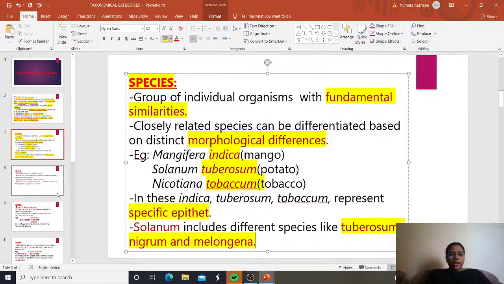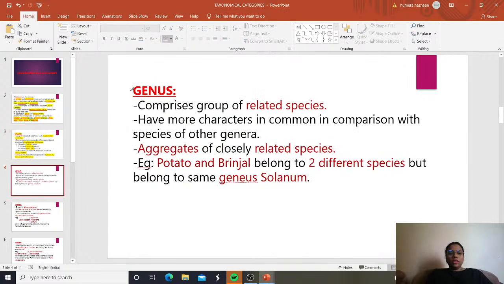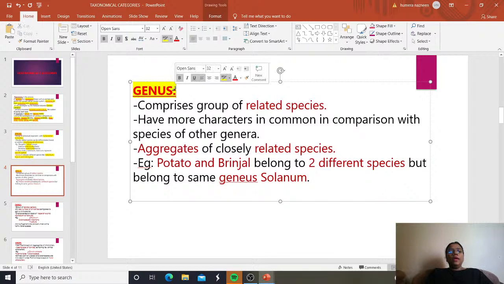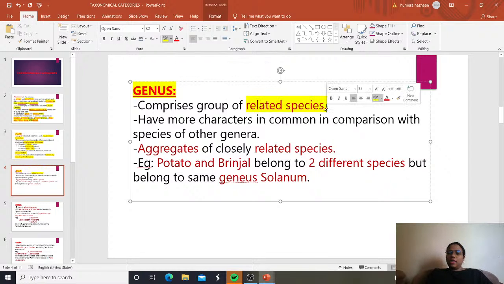Now moving upward we have genus. What do you mean by genus? It comprises a group of related species. Now we said that species are there. The two or more species which have more common features are placed under one more group, which is called genus. So several species can be placed under a single genus. They have more characters in common in comparison with species of other genera.